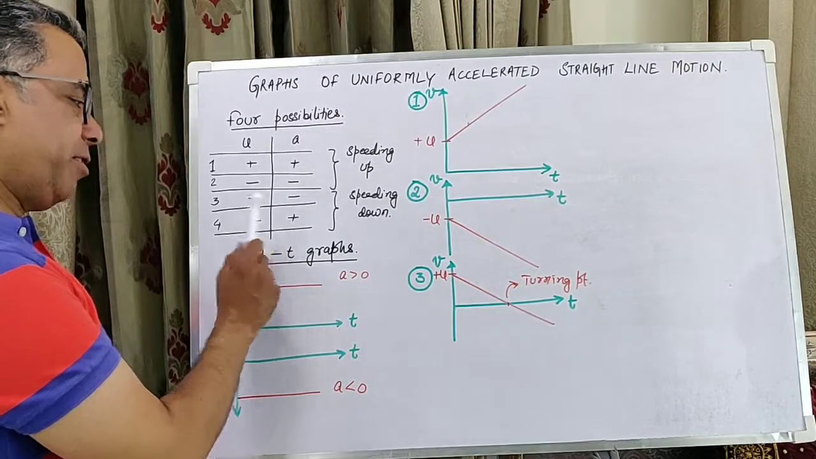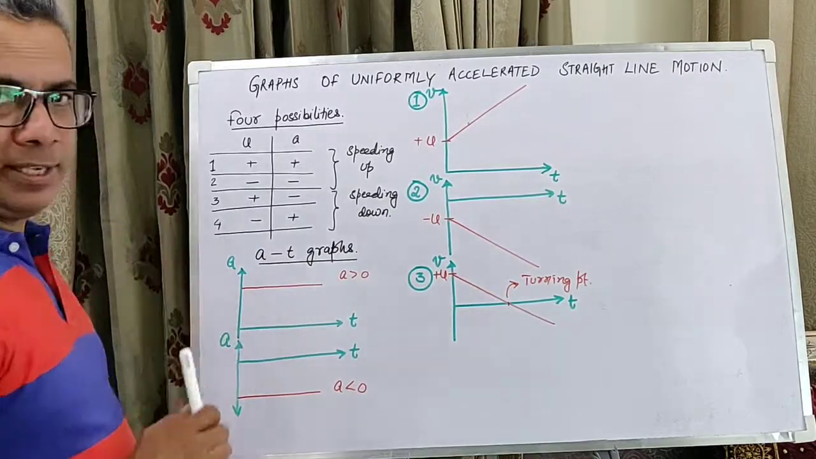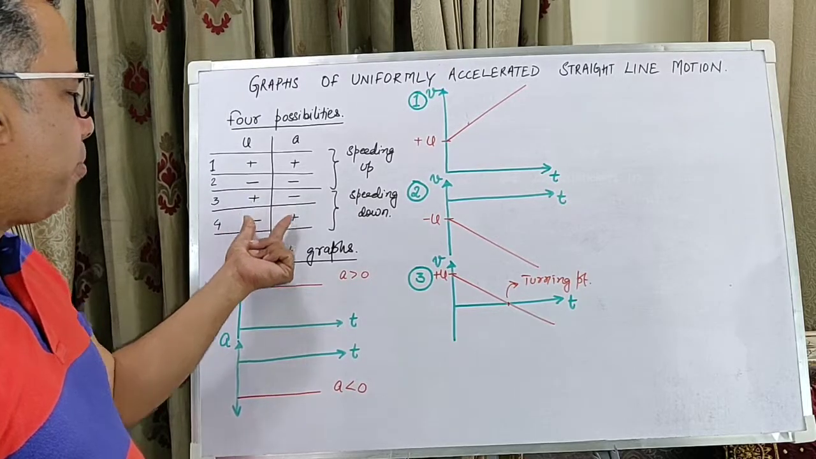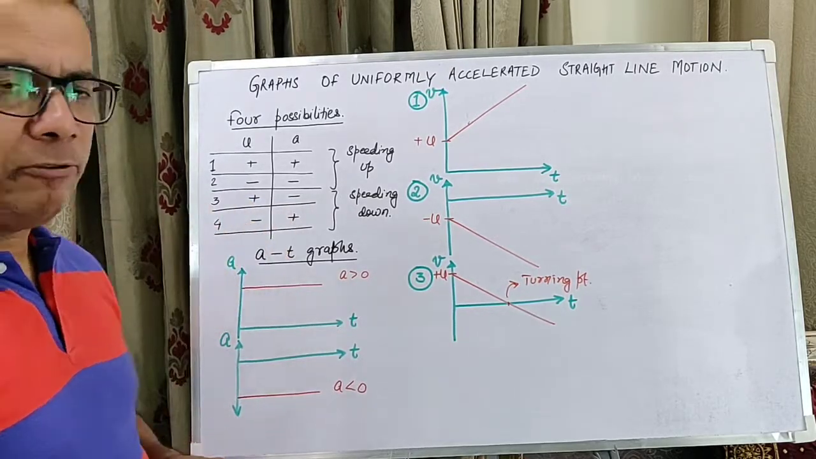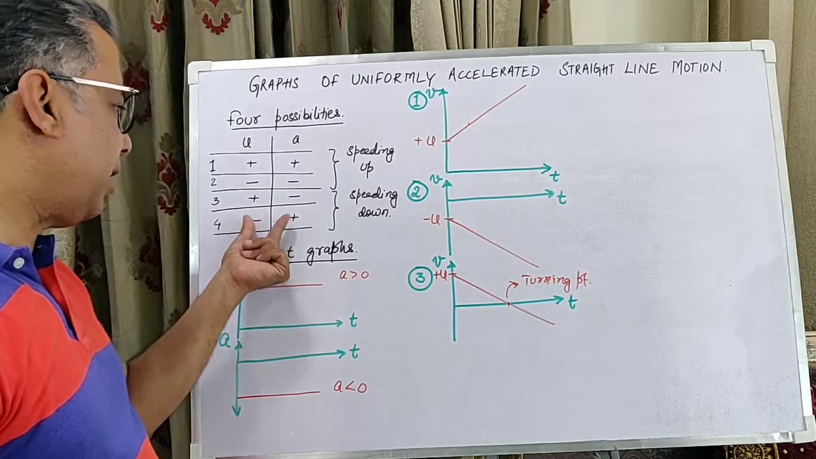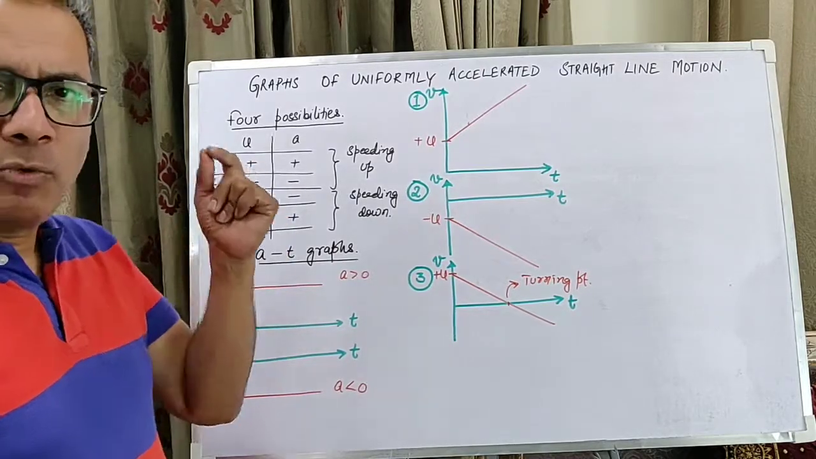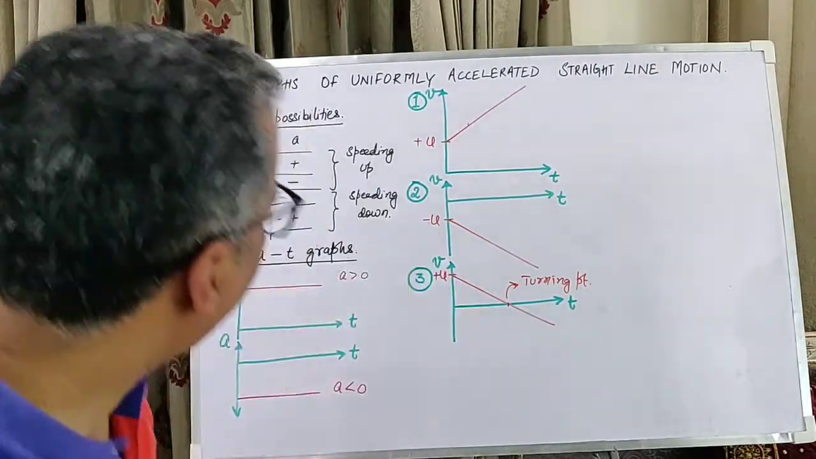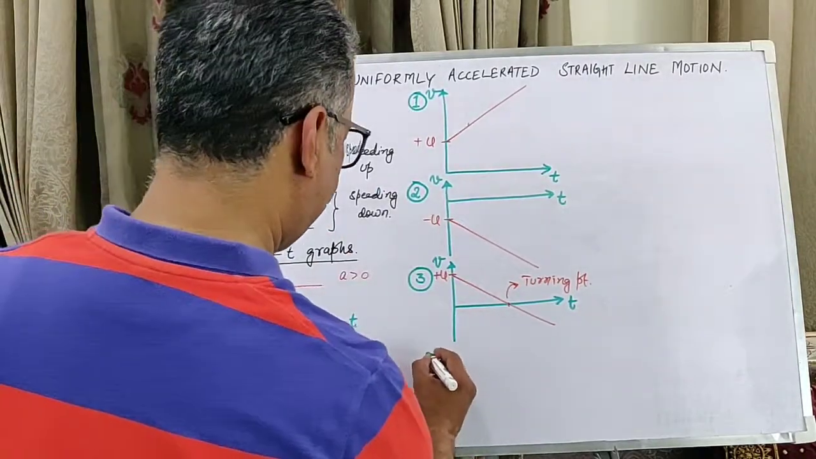The same kind of turning point will appear in the fourth case as well. So where you have opposite directions or opposite signs of initial velocity and acceleration, the motion will involve a turning point. So let's have a look at the fourth case as well.